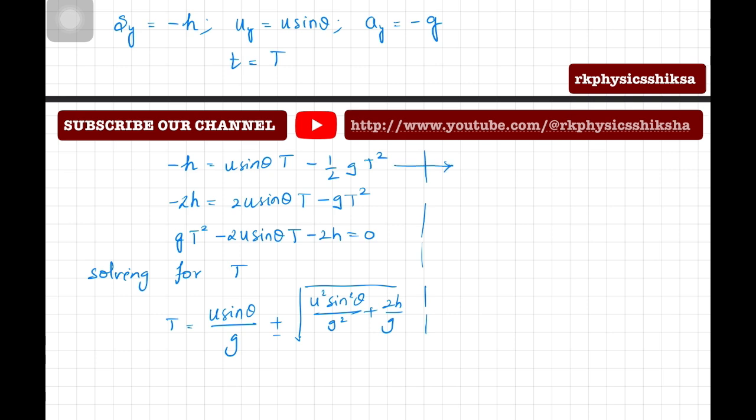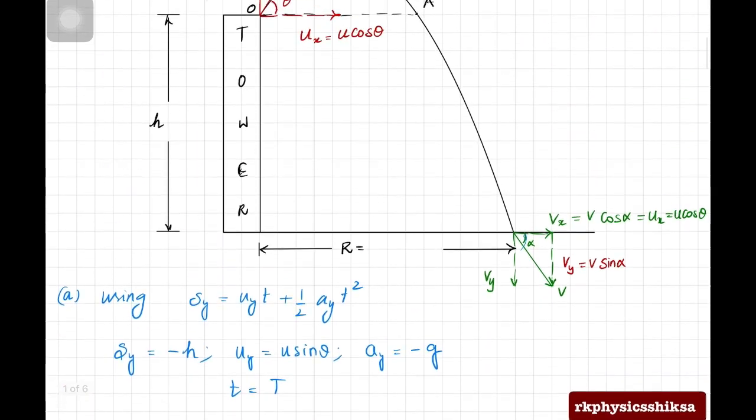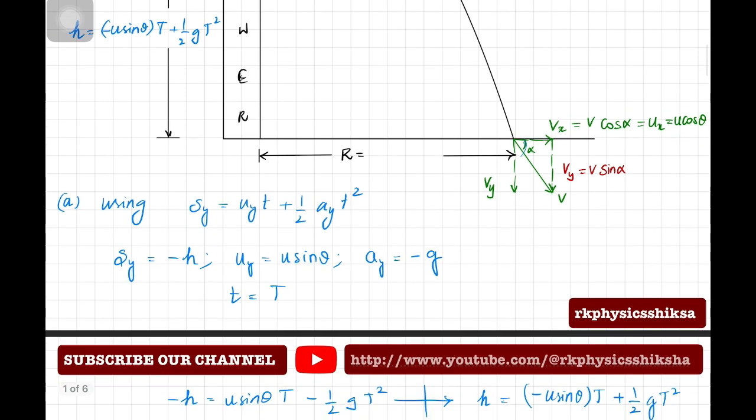What I can do is very simple. If I have to calculate the height of the tower, h will be written as h is equal to minus u sine theta into capital T plus half g T square. So the height of the tower is h is equal to minus u sine theta into the total time T plus half g T square. And this is the question B actually.